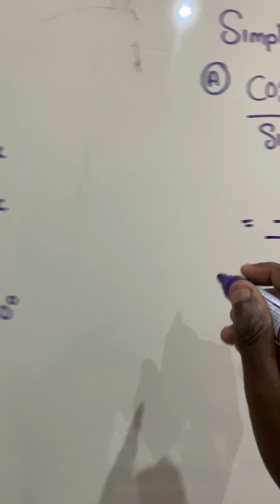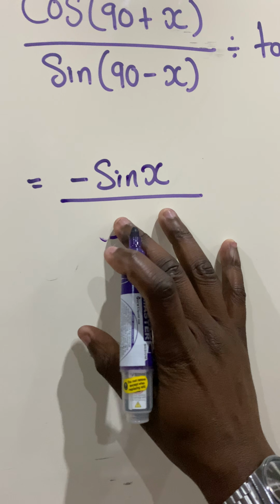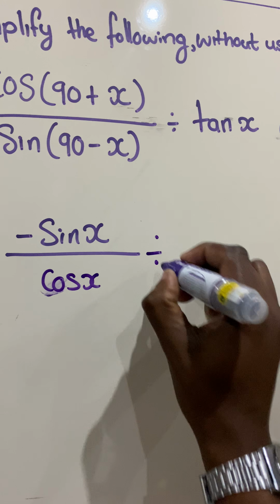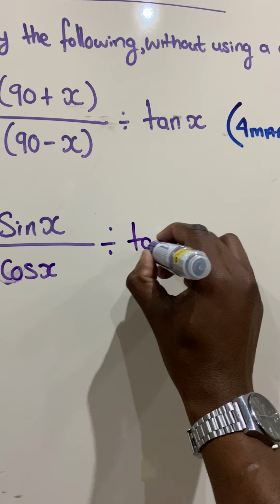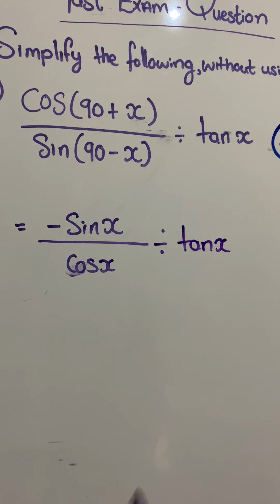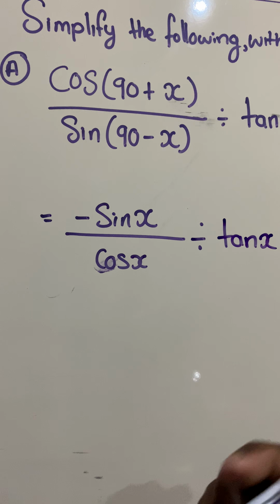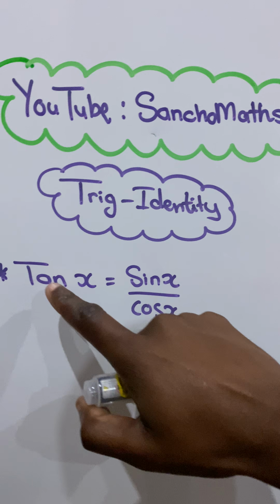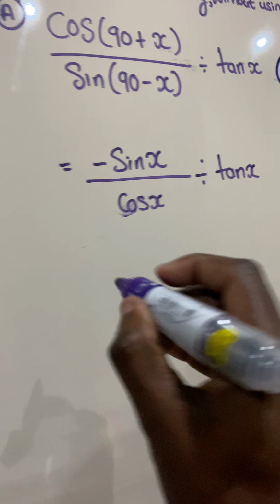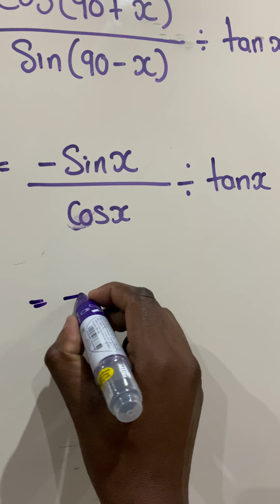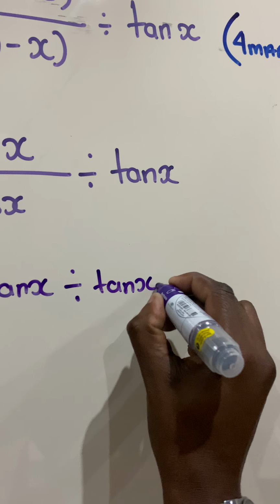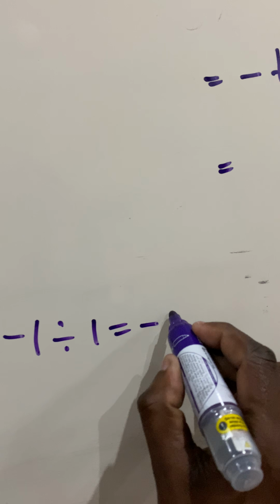Sin of 90 minus x is a positive cos, rather. Sorry about that. Positive cos x divided by a tan x. We do know that these two are an identity. You're probably thinking, how? Because sin over cos equates to tan, or tan is equal to sin over cos. So because of that negative there, we have a negative tan x divided by a positive tan x. So that's basically equivalent to negative 1 divided by 1. The answer is negative 1.